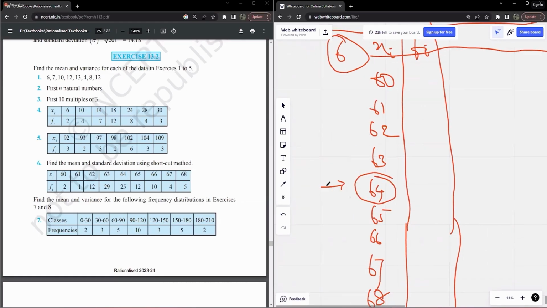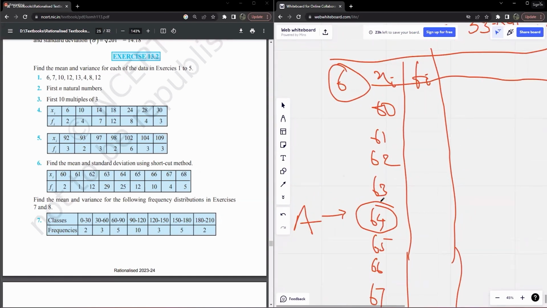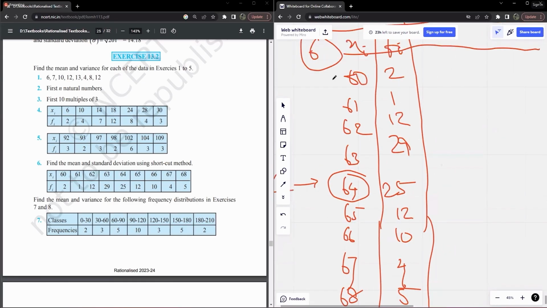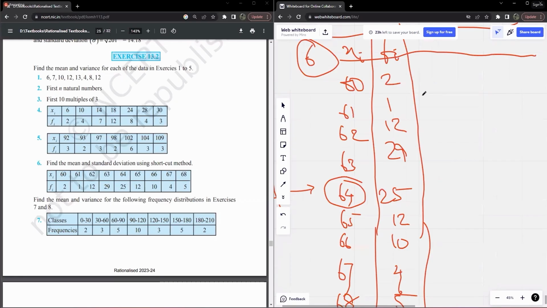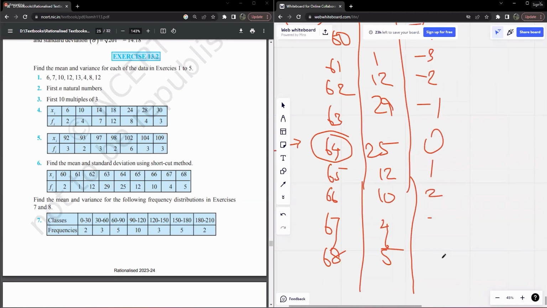We have to assume a value for a, given that the frequencies are 2, 1, 12, 29, then 25, 12, 10. We have the di's being xi minus a, which is -4, -3, -2, -1, 0, and 1, 2, 3, and a 4.